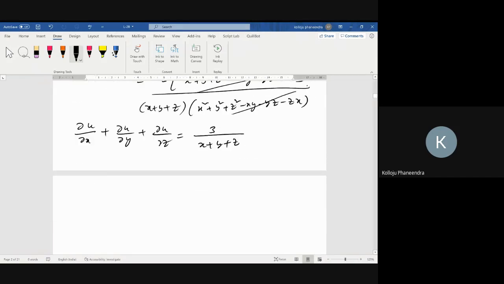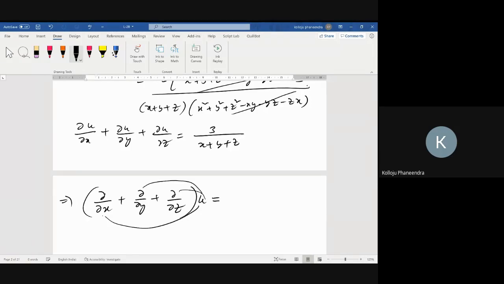Now see, I can write this as (∂/∂x + ∂/∂y + ∂/∂z) of u, right? It is exactly equivalent to ∂/∂x operated on u, ∂/∂y operated on u, ∂/∂z operated on u. Nothing but ∂u/∂x + ∂u/∂y + ∂u/∂z. So this value is 3 over x + y + z. Okay, what is the benefit of writing this?